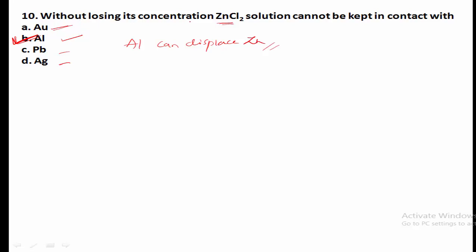Without losing its concentration, ZnCl2 cannot be kept in contact with aluminium. We can keep the ZnCl2 solution with the other metals, but it cannot be kept in contact with aluminium, because aluminium will displace zinc since it is more reactive than zinc. So option B is the right answer.